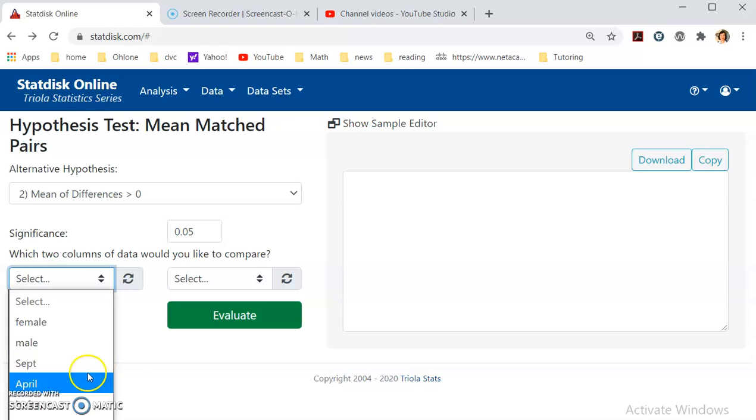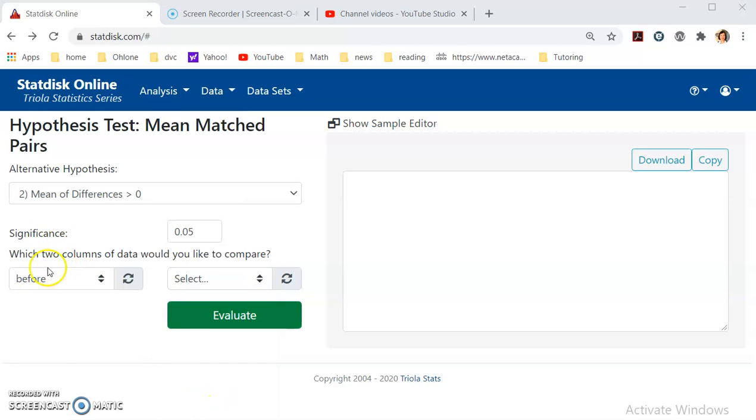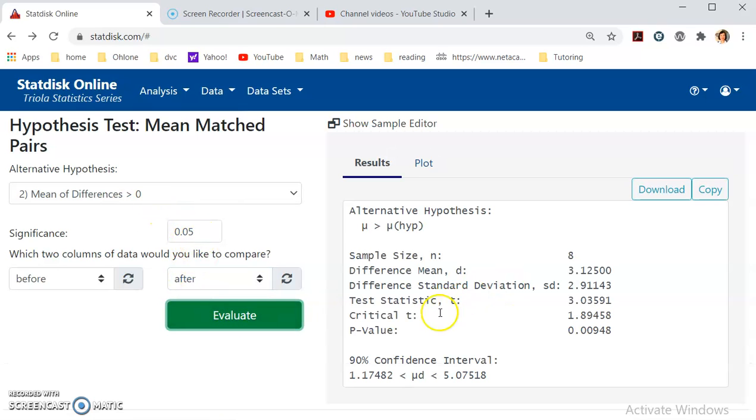And so the first is before, the second sample is after. So remember, this is sample 1, sample 2. The position is important. And then after, I didn't select it. So yeah, 0.05, evaluate. They tell you the mean difference, this is D bar, and the difference standard deviation is 2.9. So some questions ask for it.